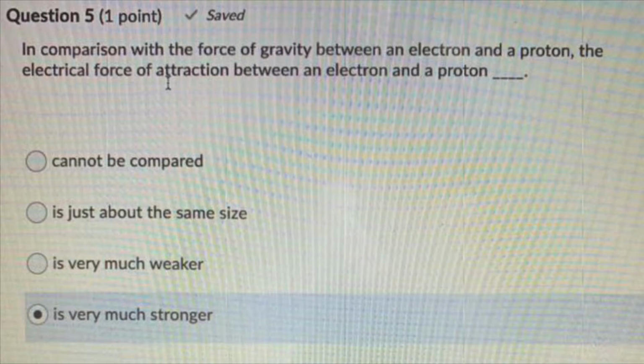This question is something that I went over in my last video, and basically it's always going to be stronger. I feel like the reasoning behind that is because the electrostatic force can be attractive or repulsive, but gravity can only be attractive.